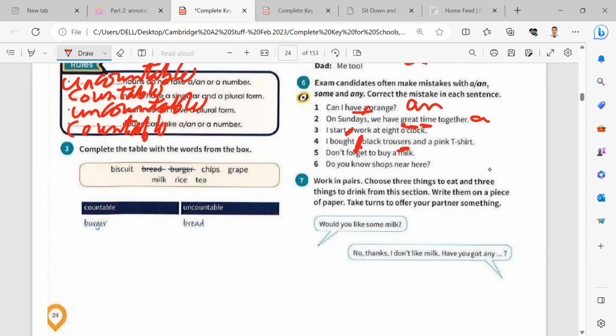Don't forget to buy a milk. The mistake is 2, I think. No, a milk. So here milk, don't say a because milk is uncountable. Do you know shops near here? Shops is the mistake. You can say, do you know any shops near here? Yes. Any shops. Do you know any shops near here?